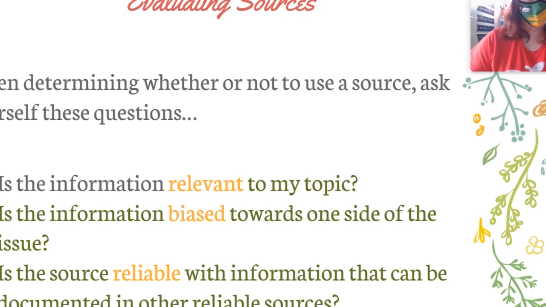And then you need to make sure that the source is reliable, with information that can be documented to other reliable sources. Now, what I tell my students is the rule of 3. 1 is not enough, 2 is a coincidence, 3 is a trend. So if you can find the same information on 3 other credible, non-biased sources, then it's probably good to use.